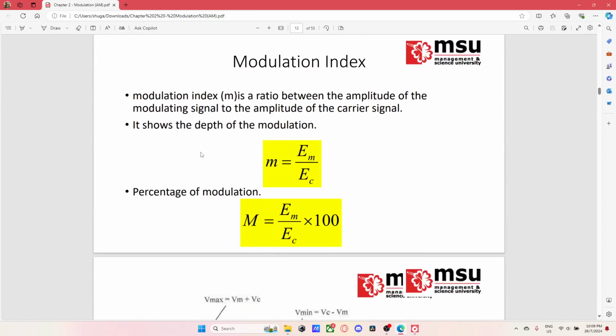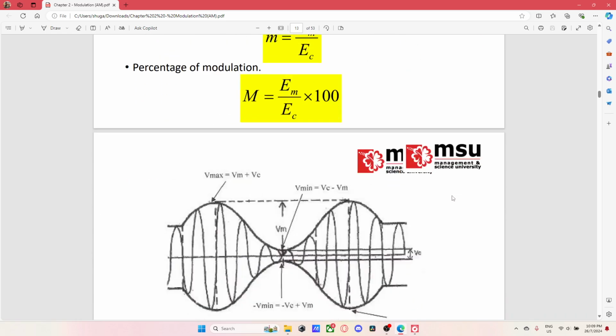So this is the modulation index, and this will determine the modulated signal later. The reason why we don't want EM bigger than EC is to avoid distortion. So this is the ratio EM over EC. As we mentioned again, EM should be lower than EC. And to find the percentage, just multiply that value by 100.